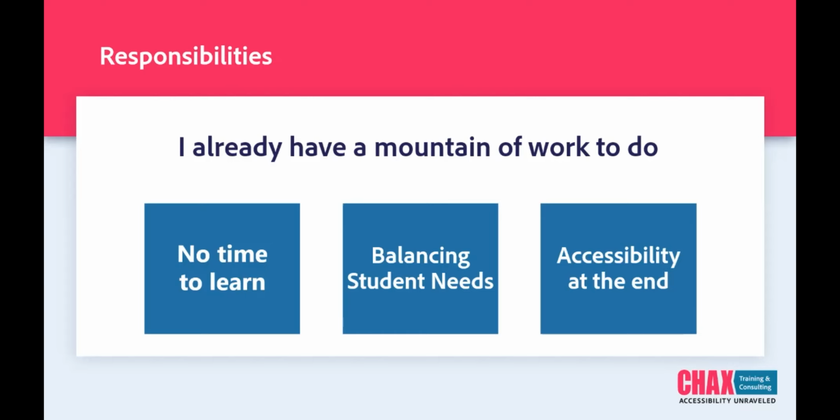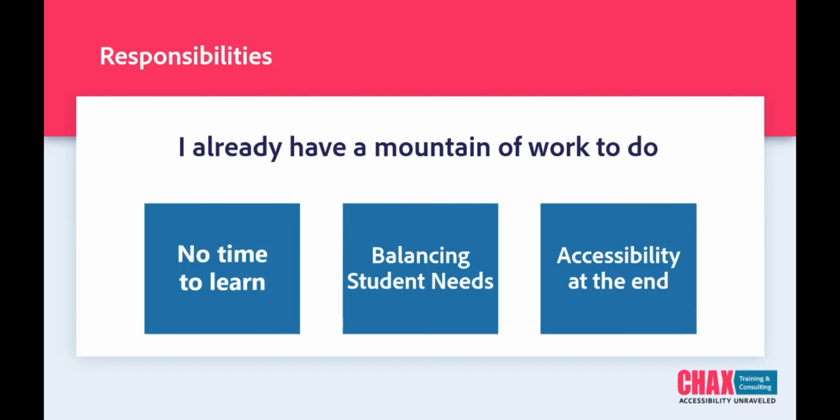And of course, I already have a mountain of work to do. I have no time to learn. I need to balance my students' needs over creating these accessible documents. And of course, I'll just do it at the end. I'll create my document and I'll just do the accessibility at the end. And we all know that accessibility at the end is the hardest and the most difficult to implement, which is why we get the sentiment that accessibility is hard and it's just too complicated. And if you just used styles and added alt text to your images, you'd be like 90% there.